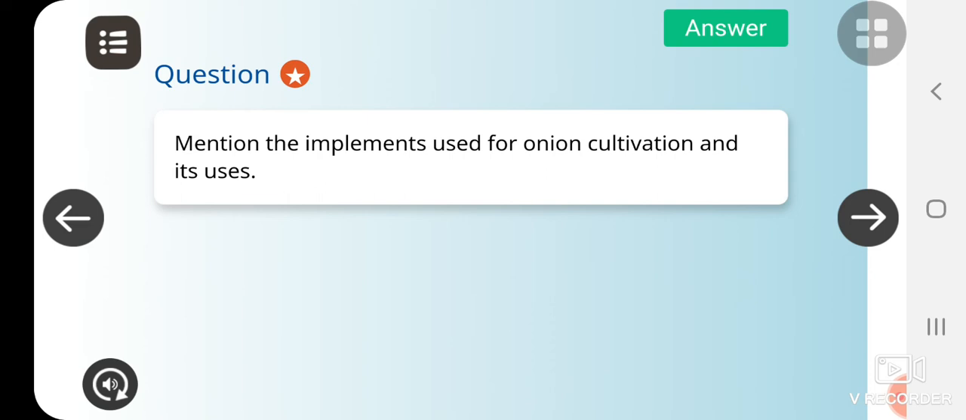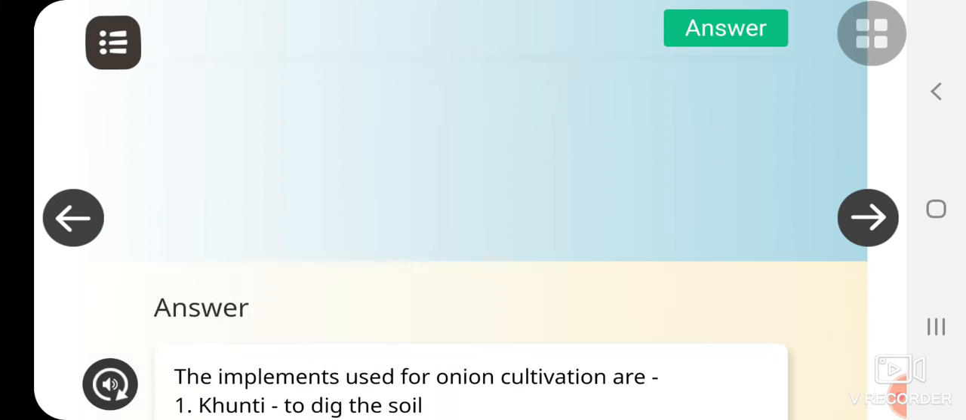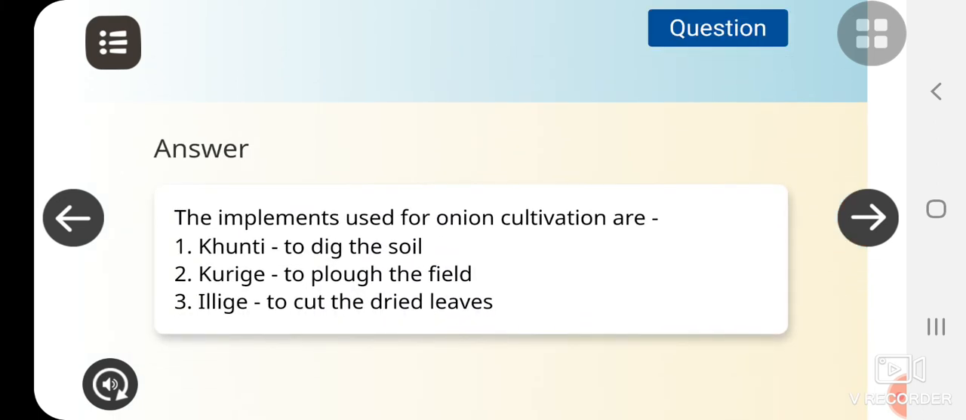Mention the implements used for onion cultivation and its uses. The implements used for onion cultivation are khunti to dig the soil, courage to plough the field or to sow the seeds, illige to cut the dried leaves. So these are the three important functions. Children, you should also be able to identify the picture of these implements.